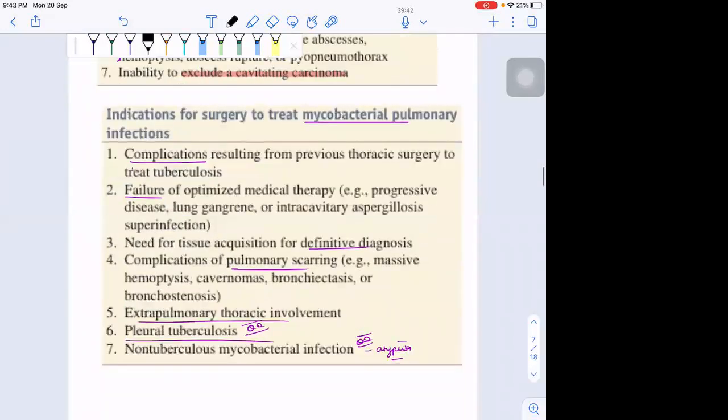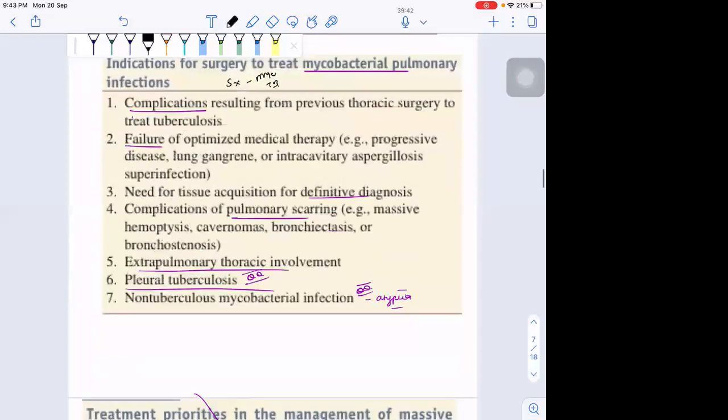Then what are the indications for surgery in lung TB, tuberculosis, mycobacterial pulmonary infection? Whenever there are complications resulting from previous thoracic surgery to treat tuberculosis, failure of medical therapy, for definite diagnosis, and complications of pulmonary scarring. For example massive hemoptysis, cavernoma, bronchiectasis, bronchostenosis, then you have to go for surgery. In tuberculosis itself, extrapulmonary thoracic involvement and pleural tuberculosis, when the pleura is involved, then you have to go for surgery.